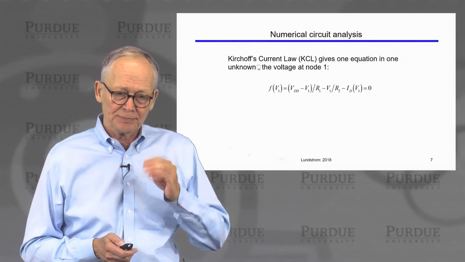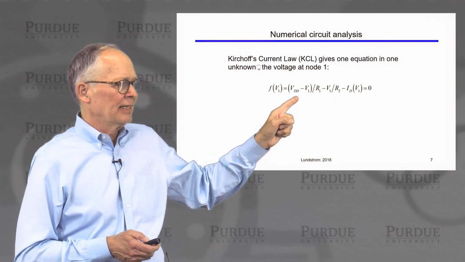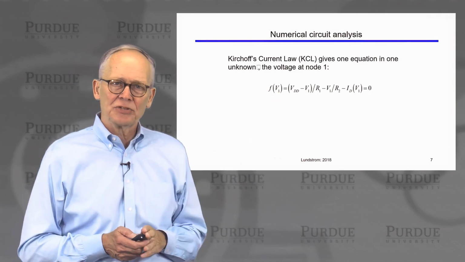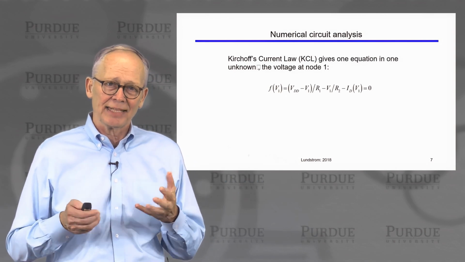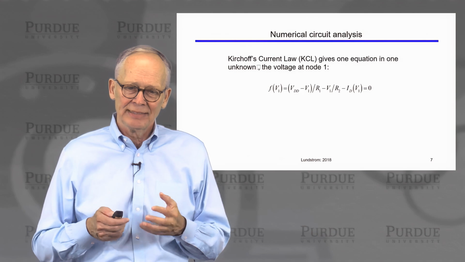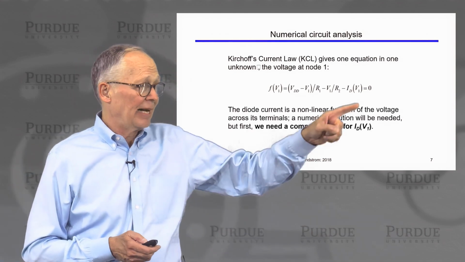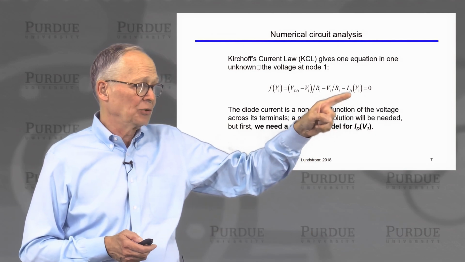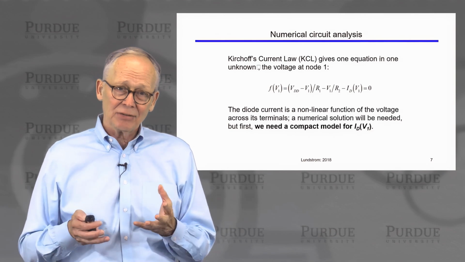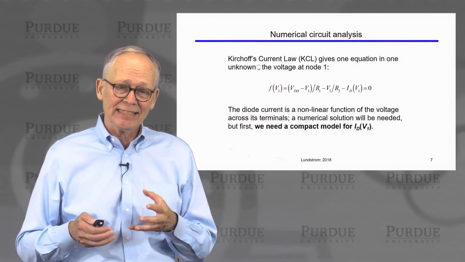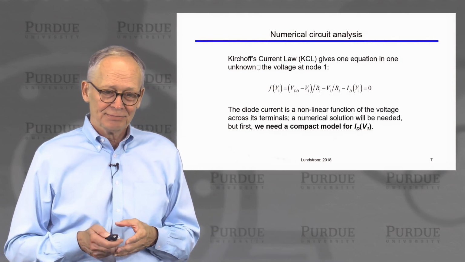That's Kirchhoff's current law. So if I do that, I have a function. I have to select the voltage V1 that satisfies this function and makes it add up to 0. Then I've satisfied Kirchhoff's current law at this node. Okay. Well, to do that, I need to specify how the diode current depends on the voltage across the diode. The diode is a semiconductor device. I need a compact model for the diode.